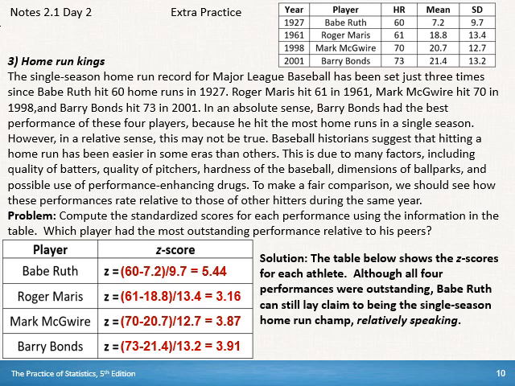All right, so the table shows the z-scores for each athlete. Although all 4 performances were outstanding, Babe Ruth can still claim that he is the highest based on a relative number of home runs compared to the rest of the players in the league.